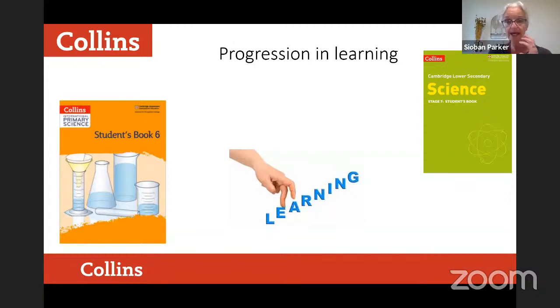The new curriculum has been reviewed to ensure that the transition from primary to lower secondary has become a lot smoother and more gentle. So really, it doesn't look like a huge step going from primary up to lower secondary. So Cambridge has worked on making that progression a lot smoother, and Collins has addressed that within the resources.